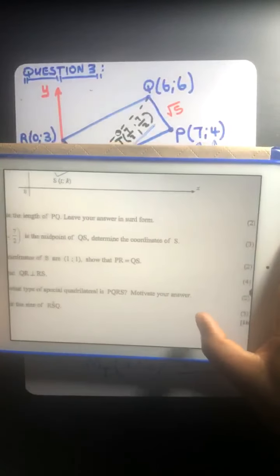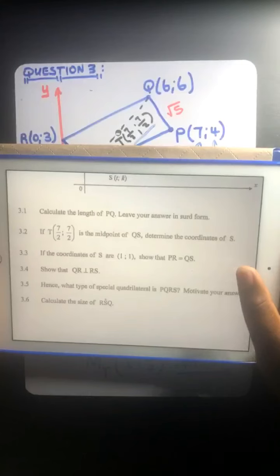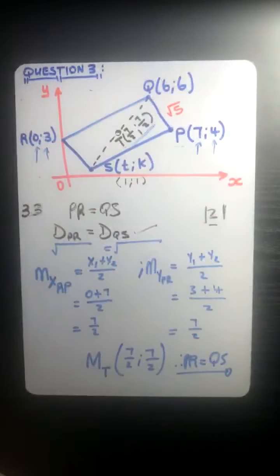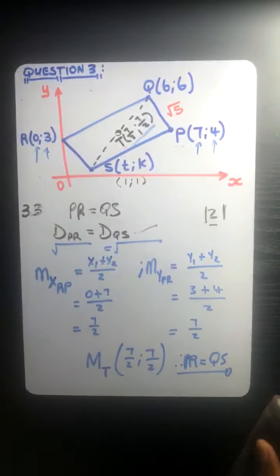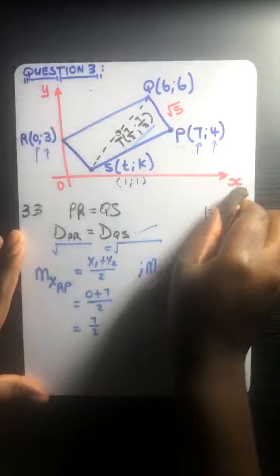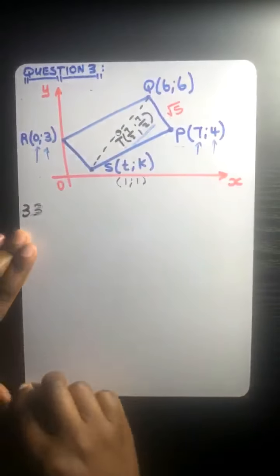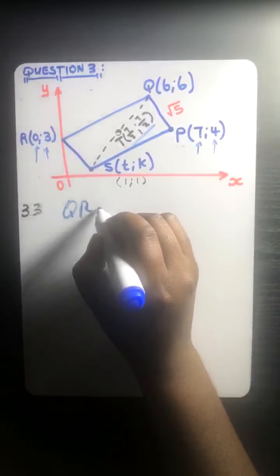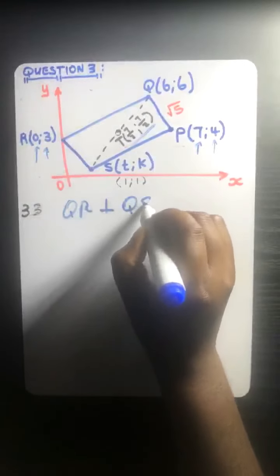So now, let's try to move to the next question. This one seems to be interesting. It says, show that QR is perpendicular to RS. How are we going to show this one, ladies and gentlemen? This question is allocated 4 marks. How are we going to show that QR is perpendicular to QS?